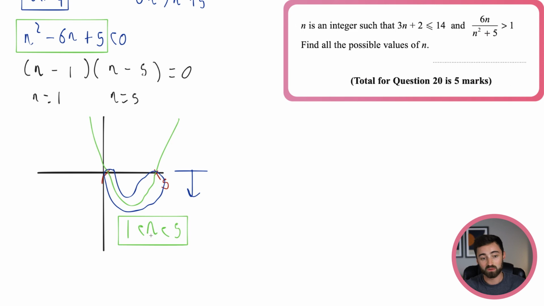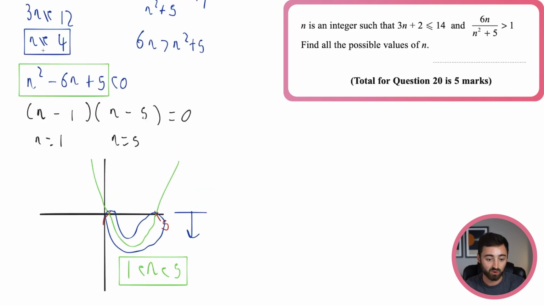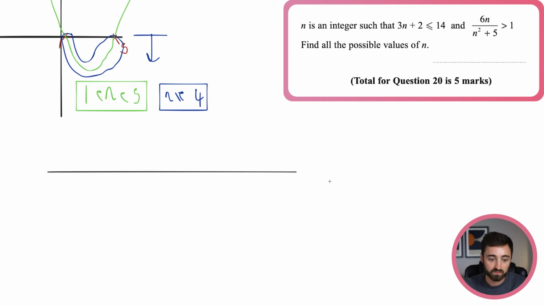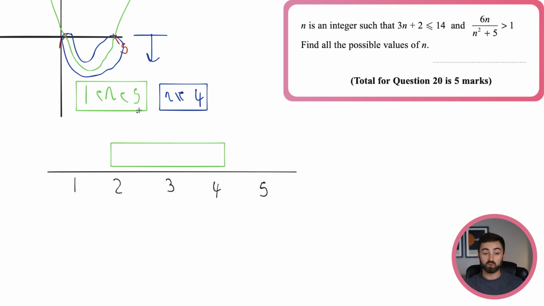I know that n has to be between 1 and 5, and n has to be less than or equal to 4. Okay, so how do I do it? Let's think of a number line. I've got 1, 2, 3, 4, 5. So this green one tells me that I need to be one of these numbers between 1 and 5, but I can't be equal to them. But the blue one tells me I have to be less than or equal to 4, which again is pretty much the same thing, isn't it? It's just anything down here. So what are the values that satisfy both the green and the blue?